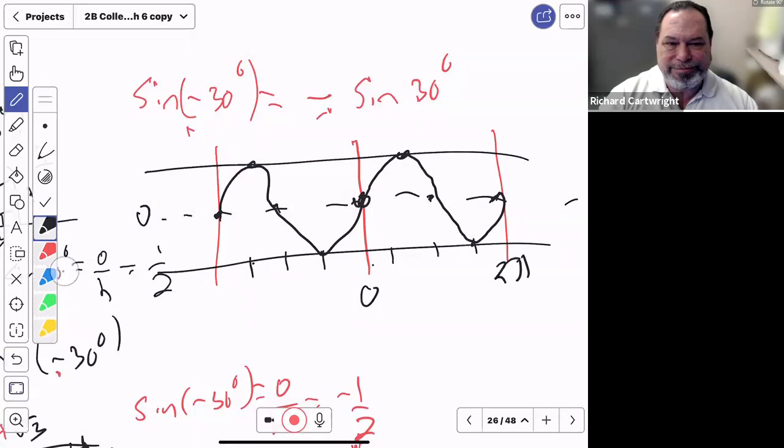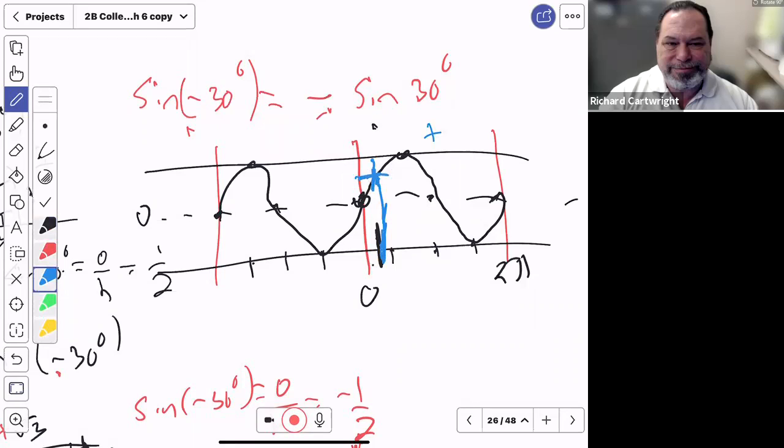Okay, so if I do 30 degrees, the answer is here. 30 degrees is roughly, let's see, this is pi, that's 180. This is 90. 30 is going to be in here. Here's 30 degrees, roughly, right here. See the y value? The y value is positive something, positive.